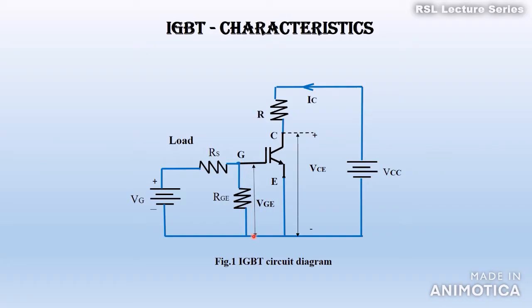The IGBT will be turned on only when this voltage is applied across the gate terminal. This VGE is a variable voltage. Once it is varied and reaches a value called VGE(th), the threshold value, only then will the current start flowing through the device. This is the collector current.